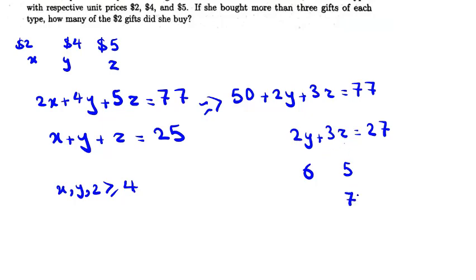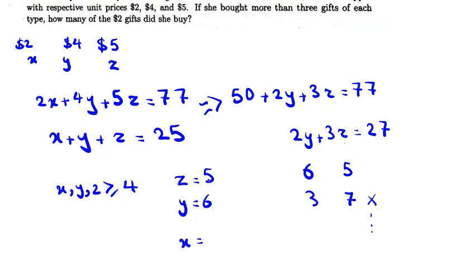If Z is 7, then 21, 27 minus 21 will be 6. And 6 over 2 will be 3. Because Y is at least 4, that will be bad. So Z is 5. If you increase Z, then Y will decrease, and 3 also is bad. Y is 6, so X is what?